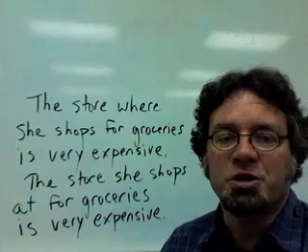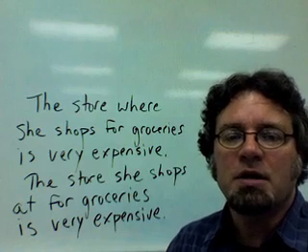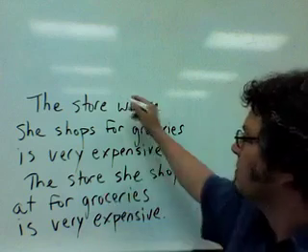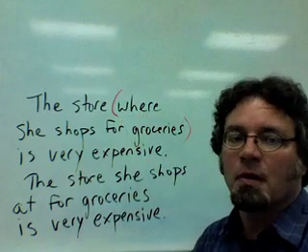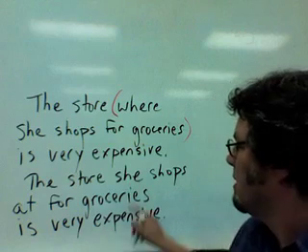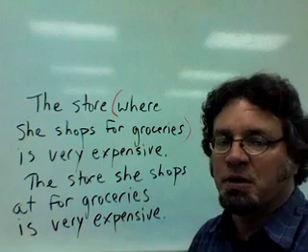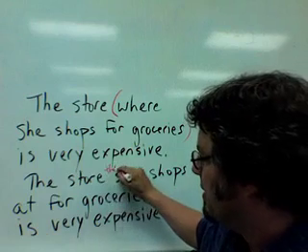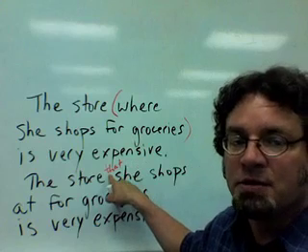The store where she shops for groceries is very expensive. Do you see the adjective clause in that sentence? It's right here, where she shops for groceries. In the next example, the store she shops at for groceries is very expensive. The adjective clause begins here. You could begin with the word that to begin the adjective clause, although it's not necessary.